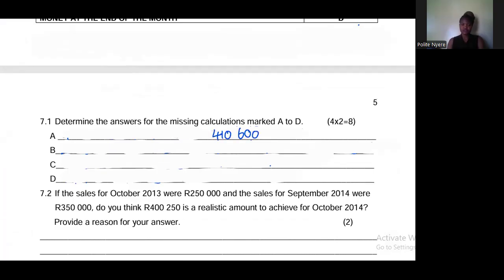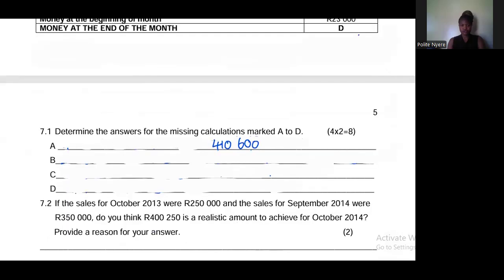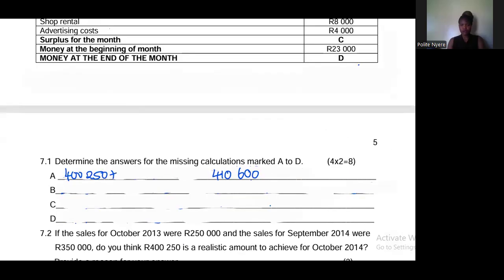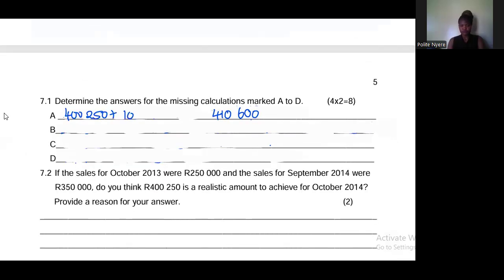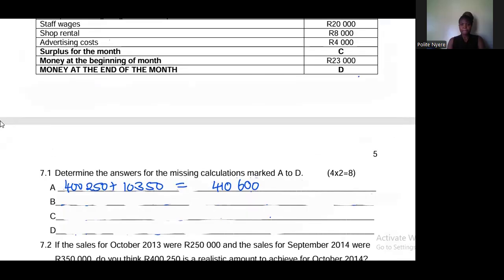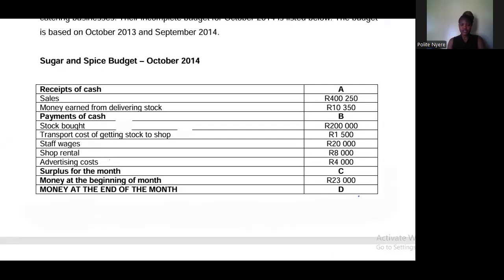So 410,600 is our answer there. Then we move on to part B. B, we are supposed to calculate our payments of cash. So for us to find our payments for cash, this is what we are going to be doing.